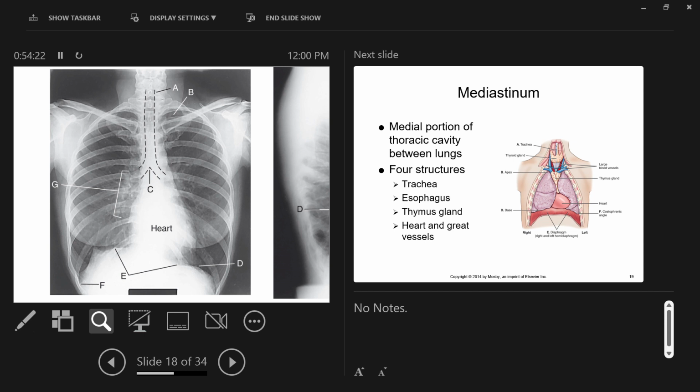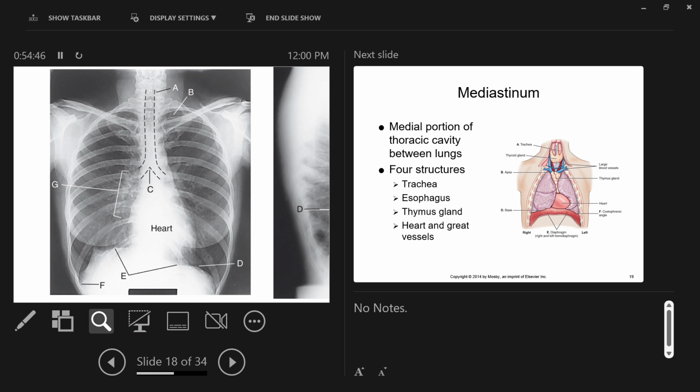So it splits into a left and a right primary bronchus. So what's C pointing to then? Carina. The carina, good, the split between the left and right bronchus. Let's go next to D. D is indicating the bottom of the lungs.